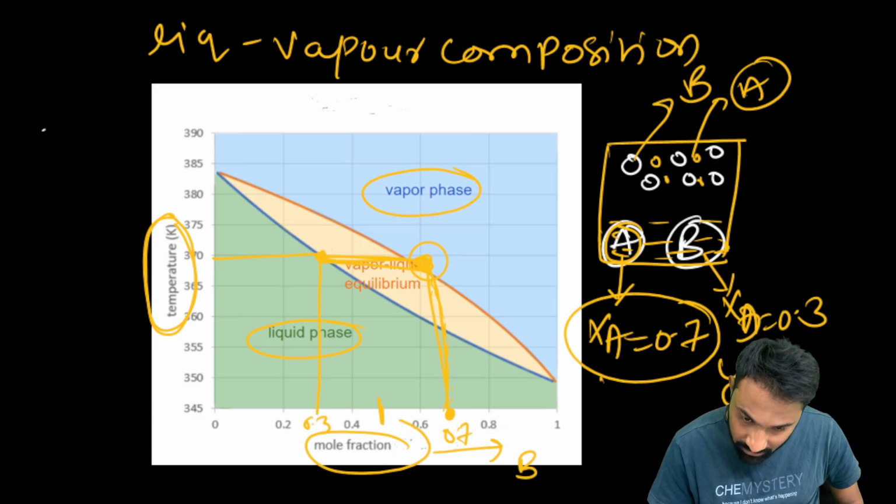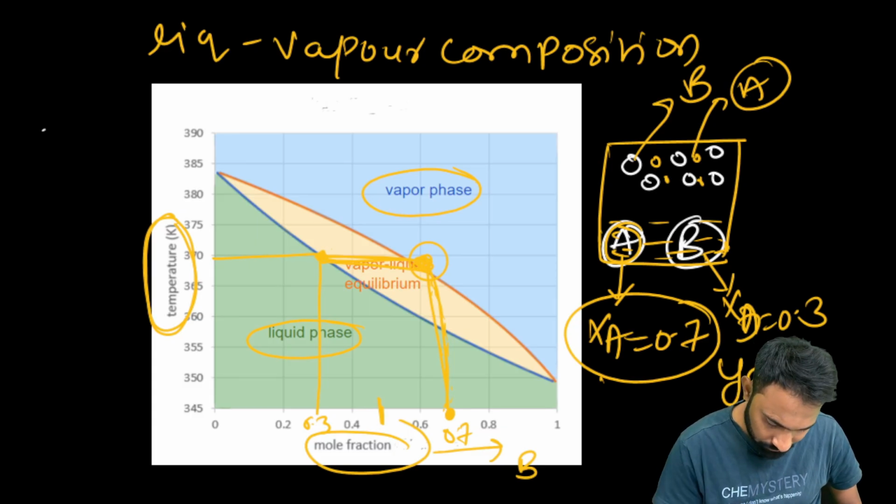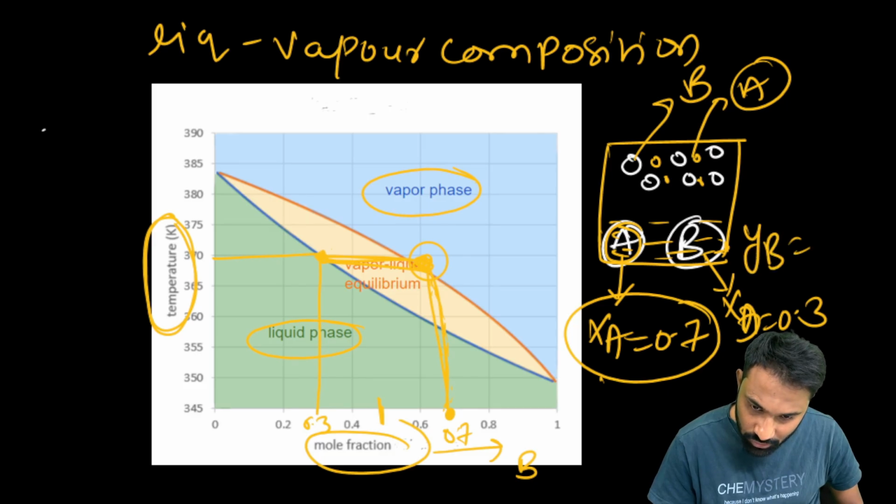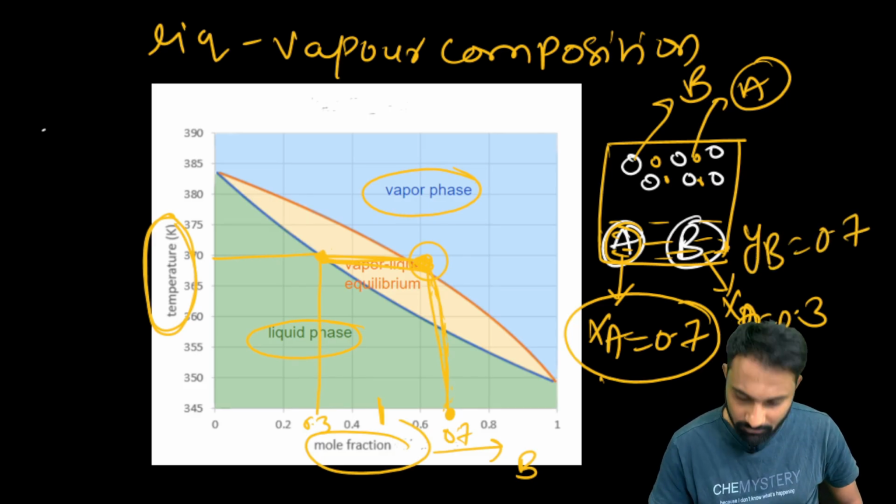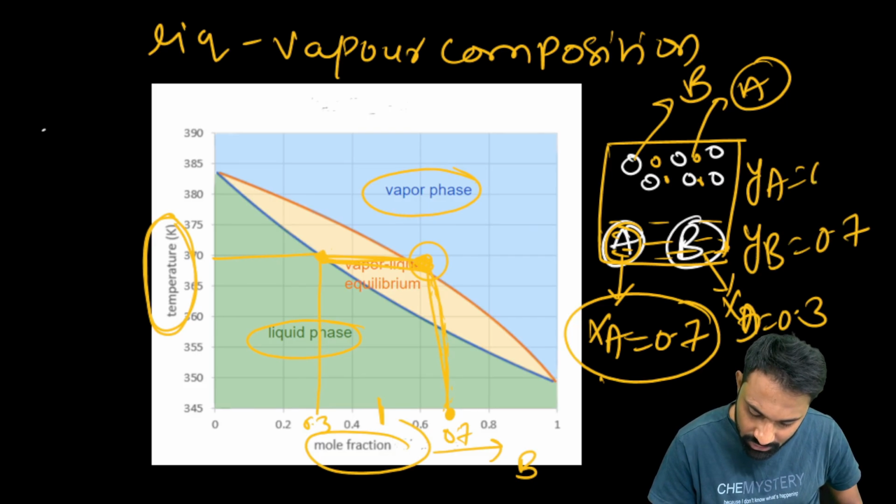YB is 0... No, how much B am I having? YB is equal to 0.7. Then YA, how much will I get? YA will be 0.3.